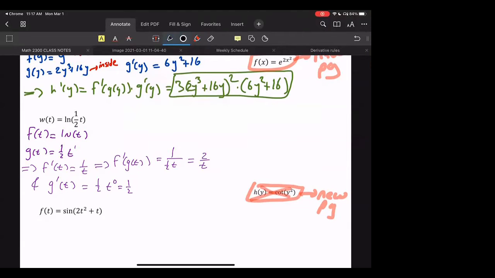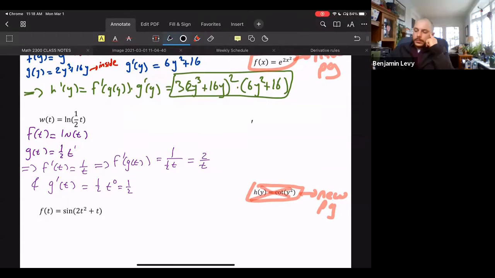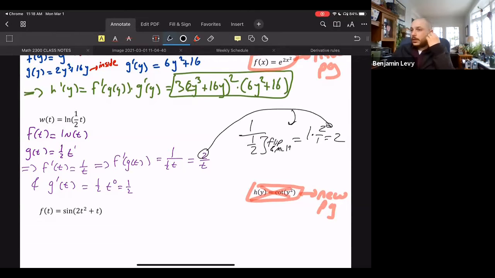How did you get 2/t from 1/(1/2 t)? Yeah, so if you have 1 over 1/2, you flip this and multiply. This is how I usually think about it, at least. And so it becomes 1 times 2/1, which is just 2. Right, so this 2 is just doing this kind of thing.